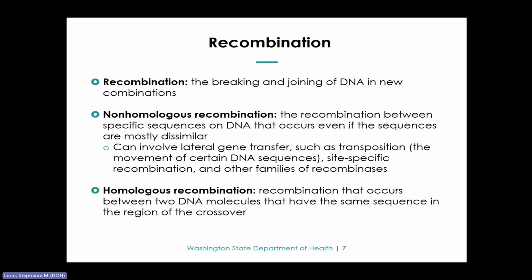within the sequences. Homologous recombination, on the other hand, is recombination that occurs between two DNA molecules that have the same sequence in the region of the crossover. We refer to these same sequences as homologous DNA sequences. Because the sequences are the same, bases can pair over an extended length of the DNA molecule. And as I'll mention more later, this type of recombination drives the process of crossing over in classical genetics.